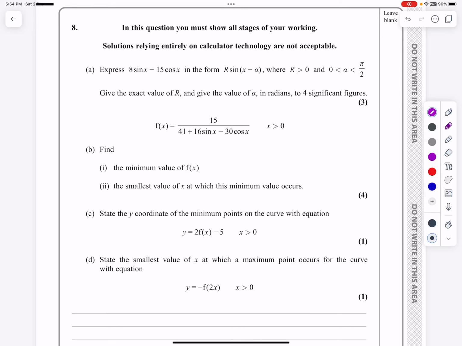Okay, this is the P3 paper from October 2022. It's question number 8. We can see part of this work is trig addition formulae. We're going to be expressing things A sine x plus B cos x in the format R sine x minus alpha. And then once we've done that, we're going to be working out maximums and minimums using that work. And then afterwards, we're going to be looking at combining transformations. So let's have a look at the first part.